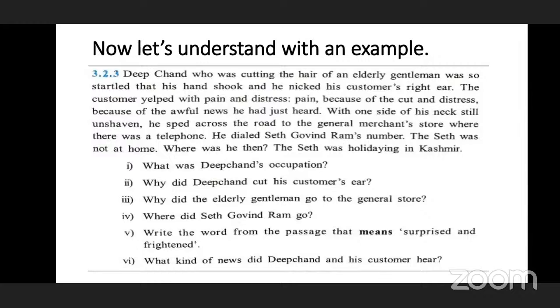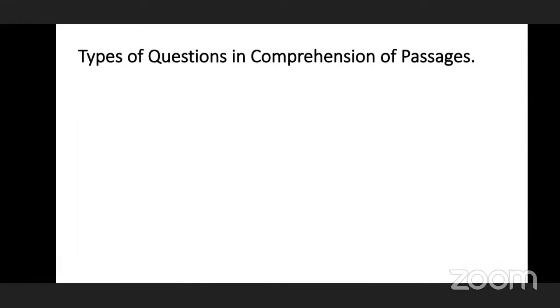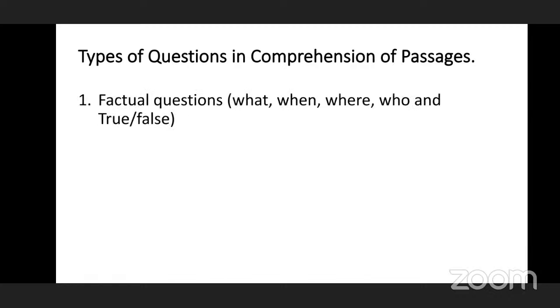Surprised and frightened, startled. What kind of news did Deep Chand and his customers hear? Awful and shocking news. So this is how a reading comprehension should be dealt with. So far, we have covered two areas of reading comprehension: what reading comprehension is and how the questions should be answered. Now, the types of questions that are given as part of reading comprehension. Let us see the types of questions.